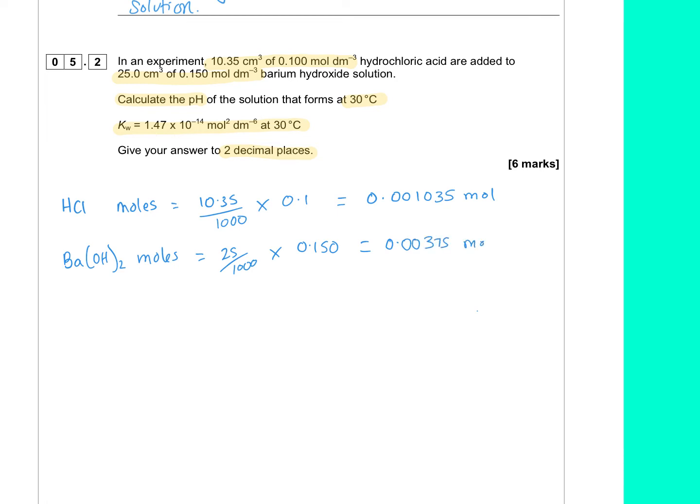So that's the moles of barium hydroxide. And because there are 2 moles of hydroxide ions per 1 mole of barium, we then need to go on to say that the hydroxide ion concentration is going to be that number of moles times 2. And then we can see which one is in excess.